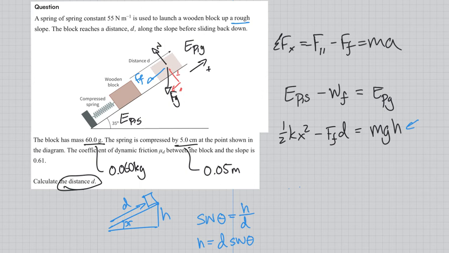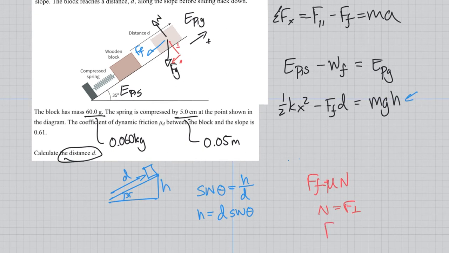And really what we need is our force of friction. So understanding what force of friction is, the force of friction is going to be mu times my reaction force, which in this case is my normal force. My normal force is going to be equal to my force perpendicular. And my force perpendicular is essentially going to be this component here of gravity.